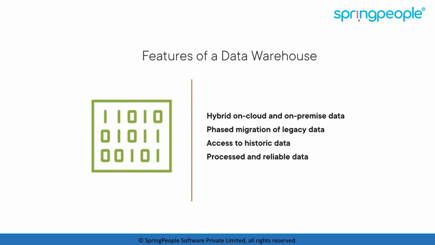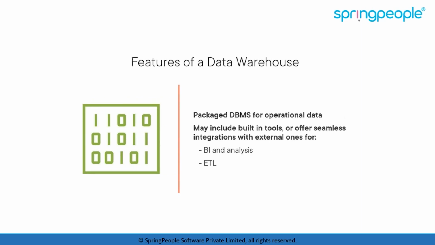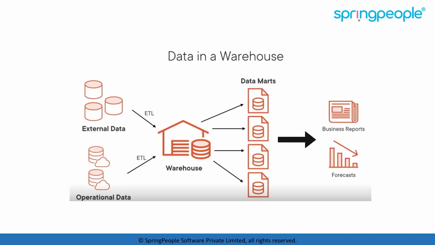analytical processing. These are the other features of a data warehouse: it is mainly helping us in scenarios like BI and data analysis, and any process that needs to implement an ETL can depend upon this data warehouse. Okay, this is how the data warehouse works.